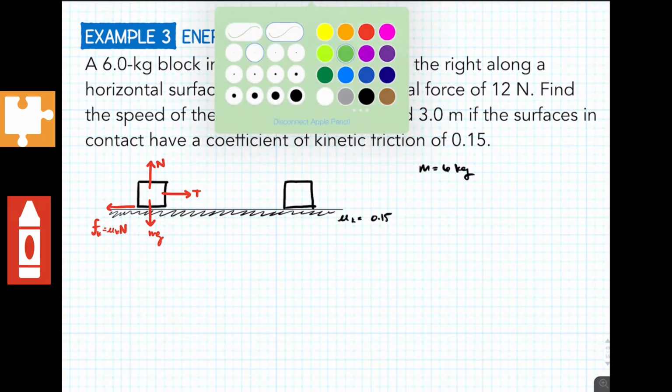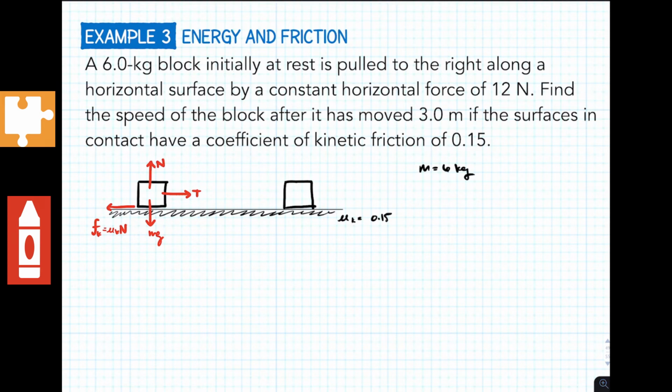What's the initial speed? And then we want to find the final speed, which let's just call v. So that's what we're looking for. And then one more thing we want to include is the distance. So delta x is equal to 3 meters. Okay?